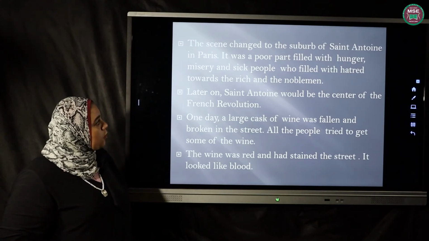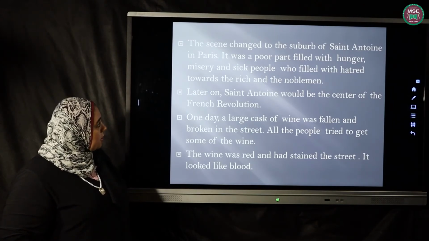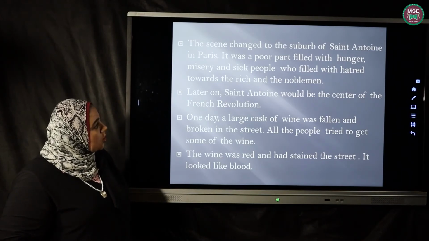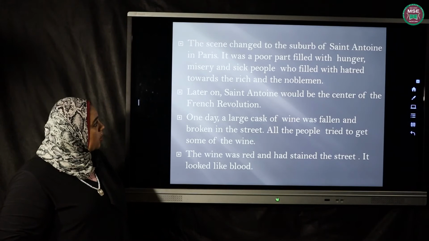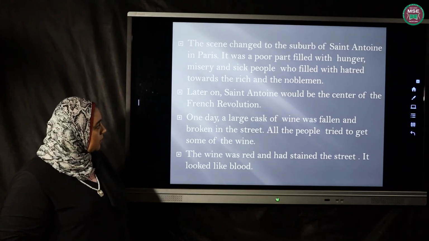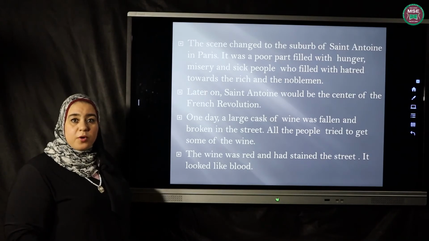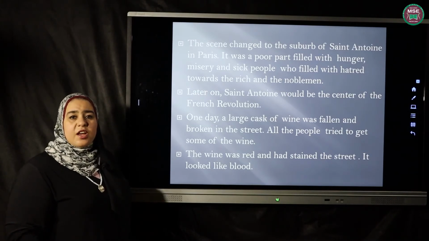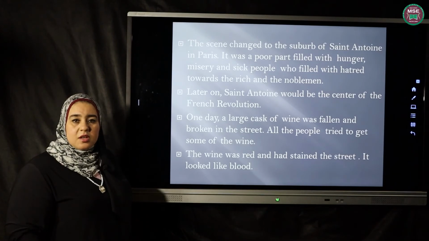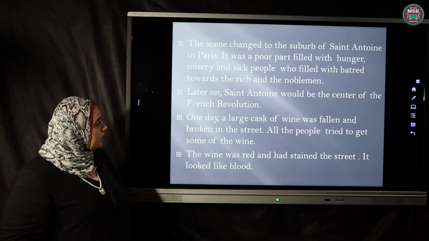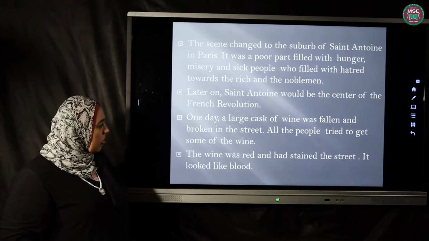The scene changed to the suburb of Saint-Antoine in Paris. It was a poor part filled with hunger, misery, and sick people who were filled with hatred towards the rich and the noblemen. All the people who were living in this part were very poor, suffering a lot, and they were full of hatred towards the aristocrats and noblemen. Later on, Saint-Antoine would be the center of the French Revolution.